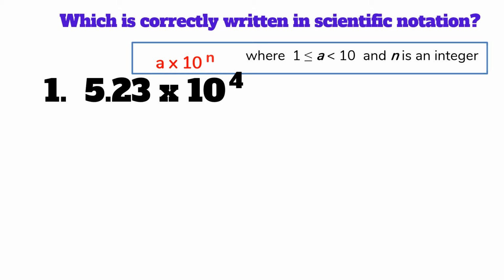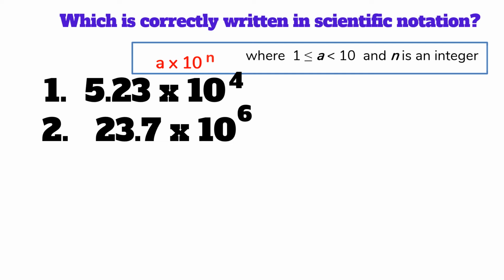So, let us try number 1. 5.23 times 10 to the 4th. Is it correctly written in scientific notation? So, ang a natin na 5.23 ay less than 10 at ang exponent niya ay integer 4. So, this is written in scientific notation.